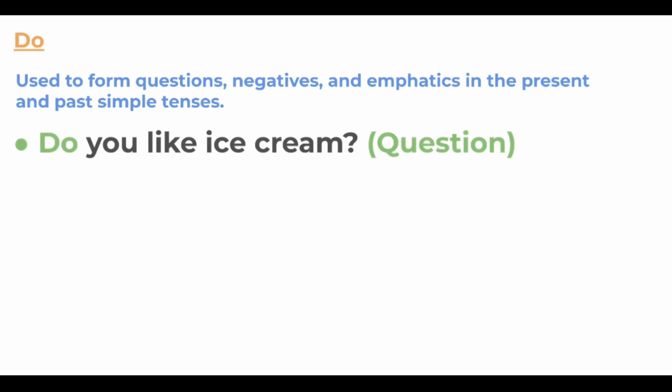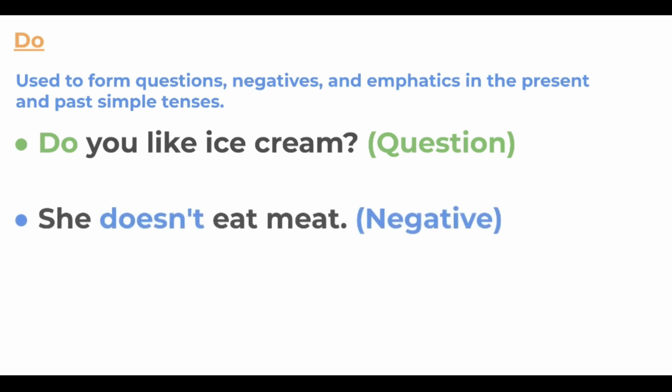For example, you can form a question like, do you like ice cream? And you could use it again for the answer if you like. Yes, I do. She doesn't eat meat. That's a negative. Does not.